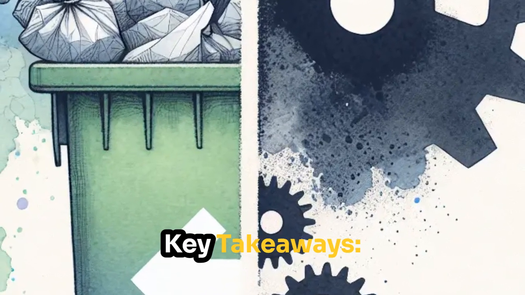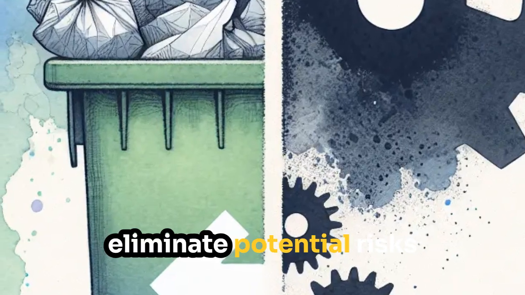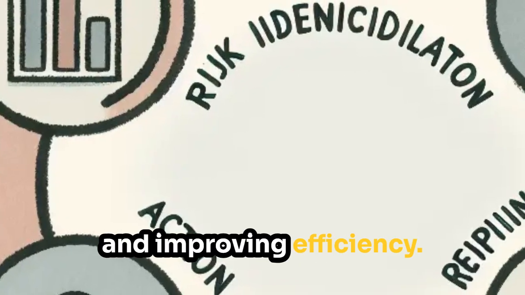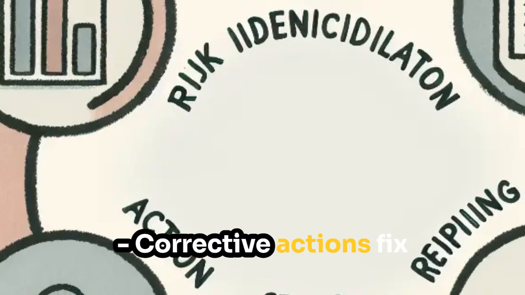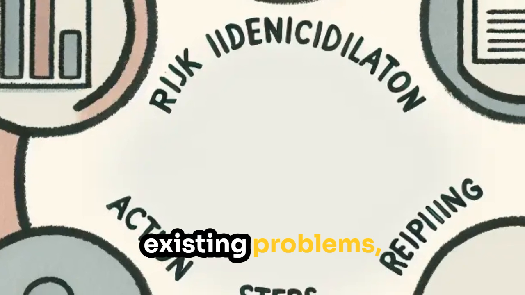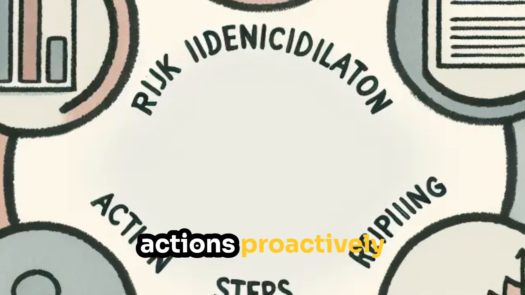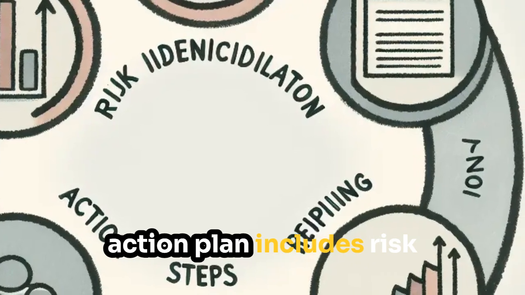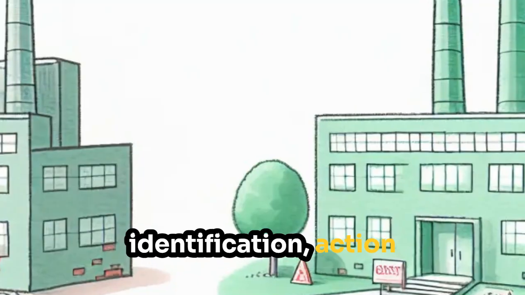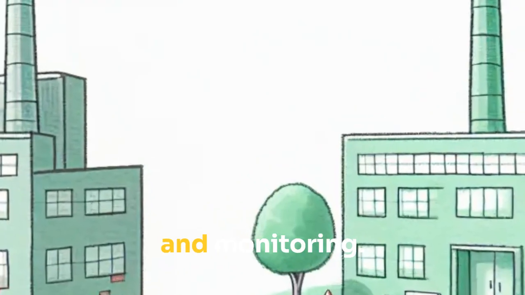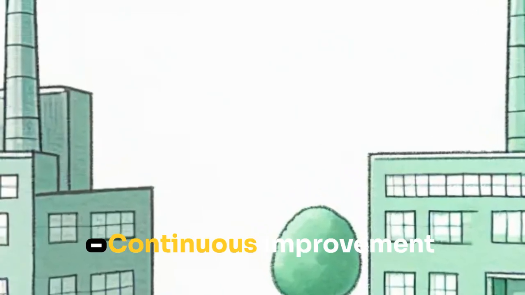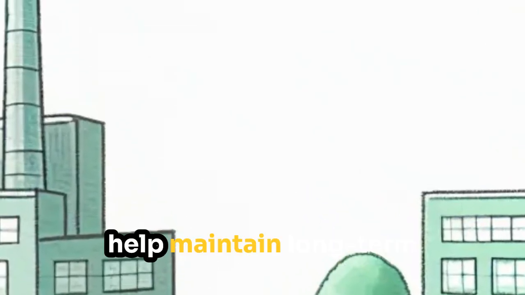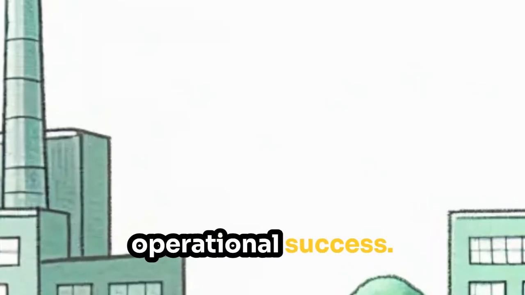Key takeaways. Preventive actions eliminate potential risks before they become issues, reducing waste and improving efficiency. Corrective actions fix existing problems, while preventive actions proactively address future risks. A structured preventive action plan includes risk identification, action steps, responsibilities, and monitoring. Continuous improvement strategies like PDCA, Kaizen, and Six Sigma help maintain long-term operational success.